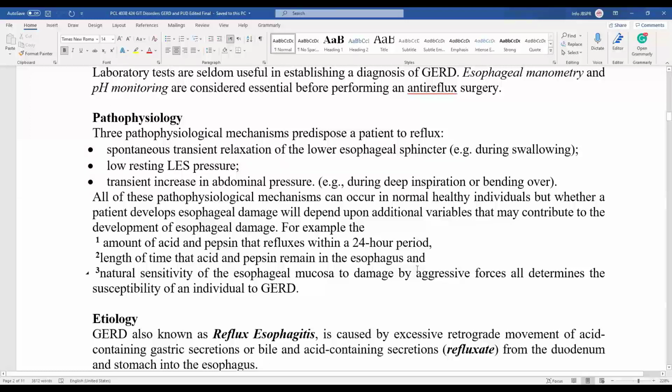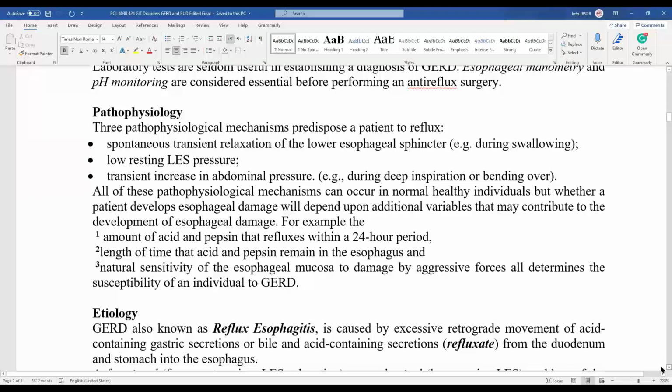And we look at the amount of acid and pepsin that refluxes within a 24-hour period, the length of time that acid or pepsin remain in the esophagus, and the natural sensitivity of the esophageal mucosa. What we say is that normally it's possible that there's a reflux, but it shouldn't be frequent and it shouldn't stay long. It should be able to go back on its own without causing any discomfort or continuous discomfort to the person.